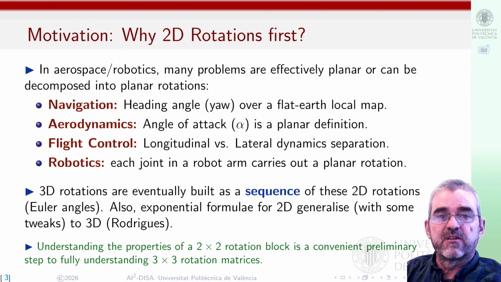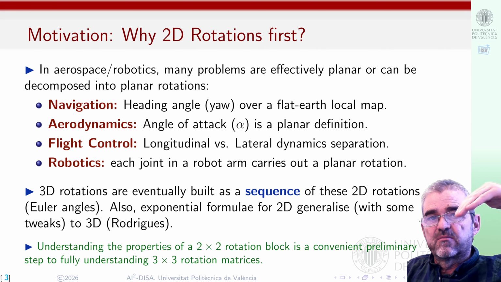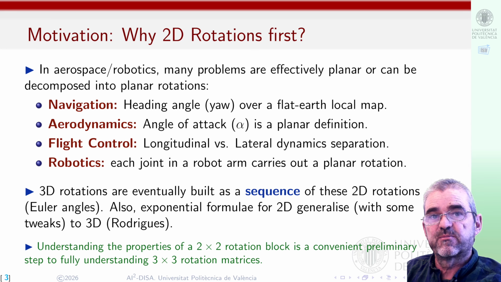Also in the aerodynamics of flight, we have the angle of attack, phugoid modes, the longitudinal aircraft dynamics, up, down, turning. That's also a planar motion, if we separate it from the so-called lateral dynamics. Each joint in a robotic arm usually carries out a planar rotation. You may have spherical joints, but they are not so common.